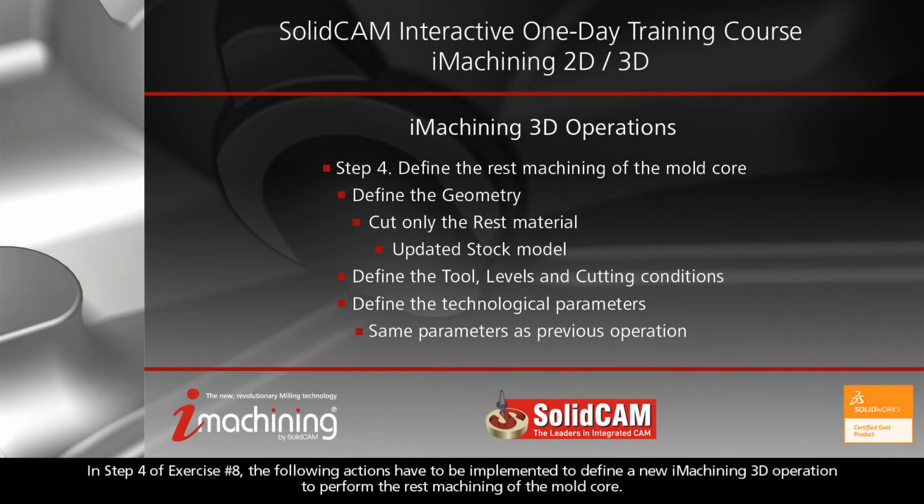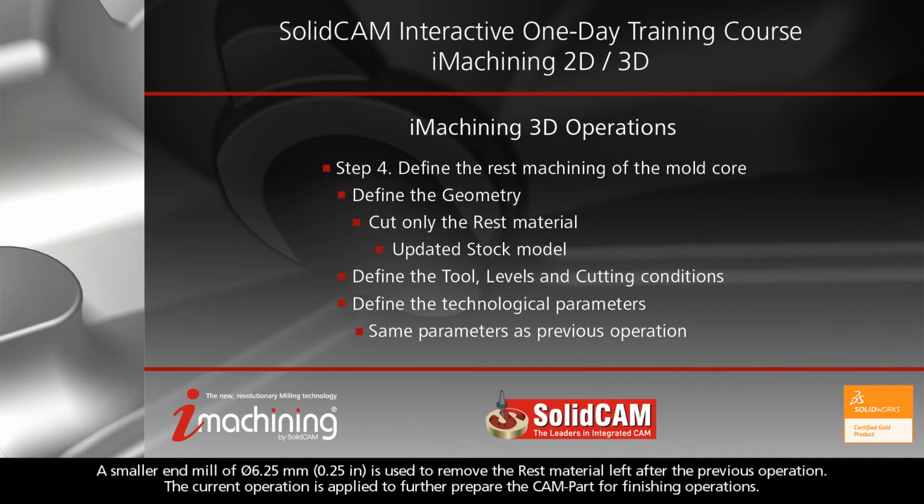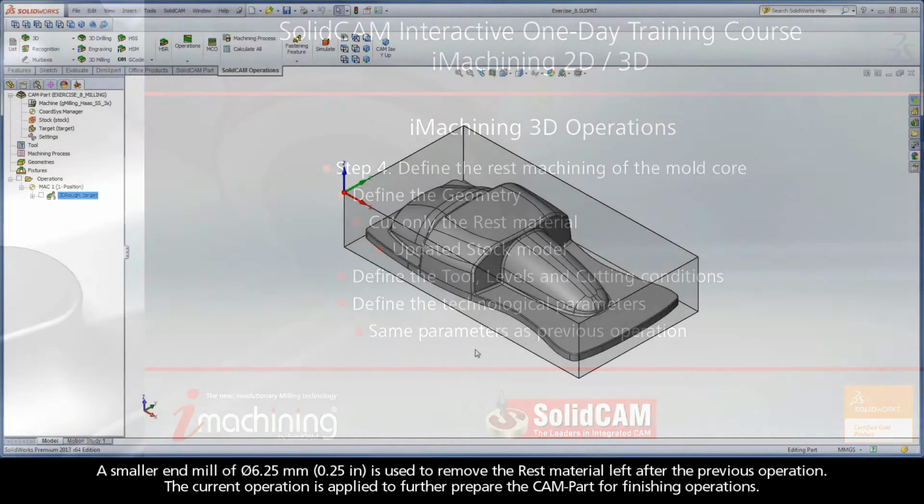In step 4 of exercise number 8, the following actions have to be implemented to define a new iMachining 3D operation to perform the rest machining of the mold core. A smaller end mill of 6.25 millimeters is used to remove the rest material left after the previous operation. The current operation is applied to further prepare the cam part for finishing operations.